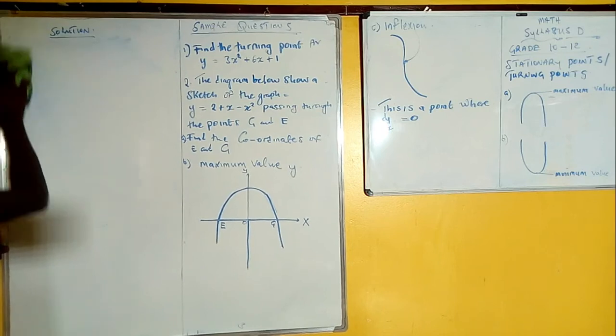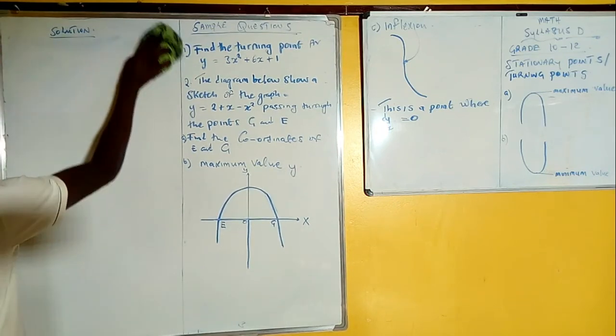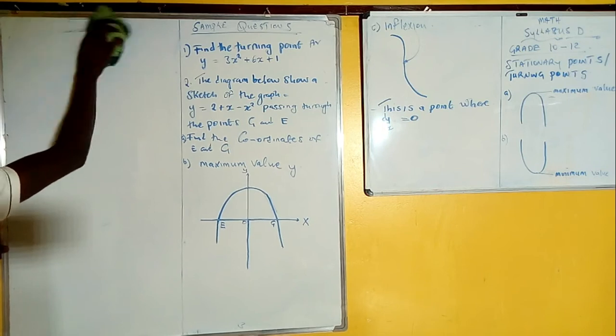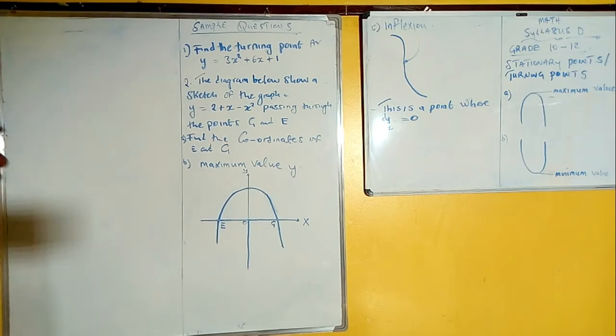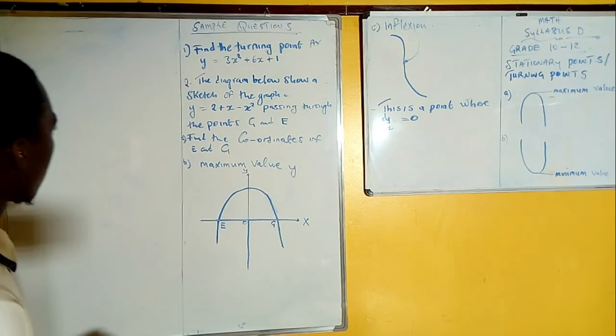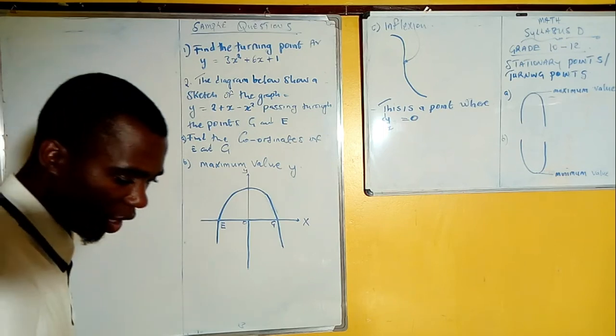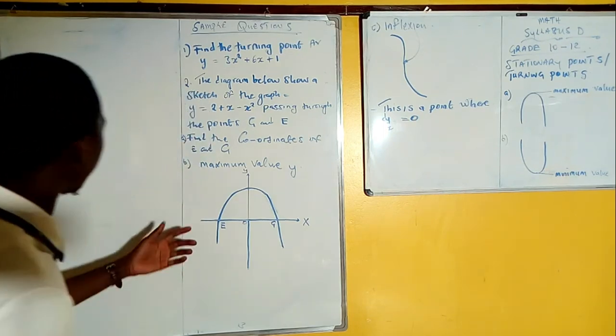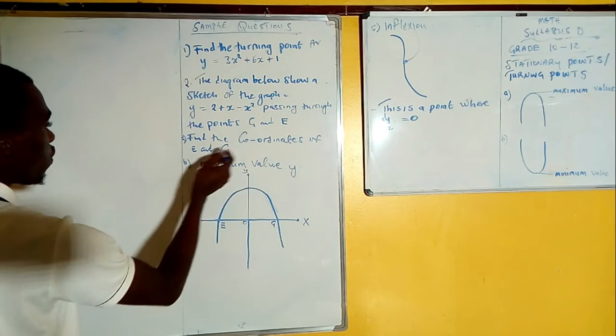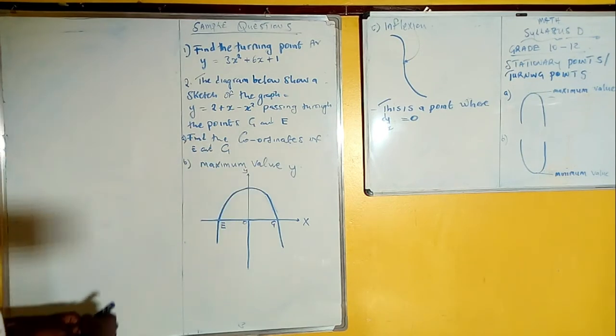Okay, so using the same knowledge, an extract of the question we have been given here reads, find the coordinates. The diagram below shows a sketch of the graph. There is a sketch of our graph. For the sketch of our graph now, they are saying we should find the coordinates of E and G.